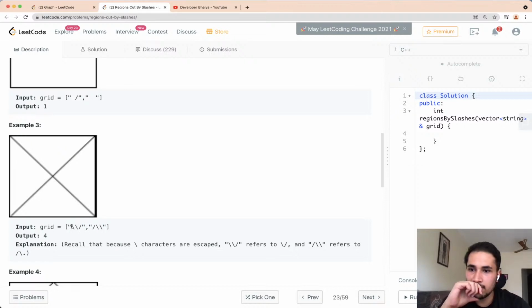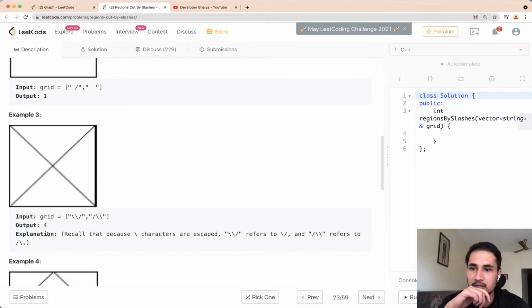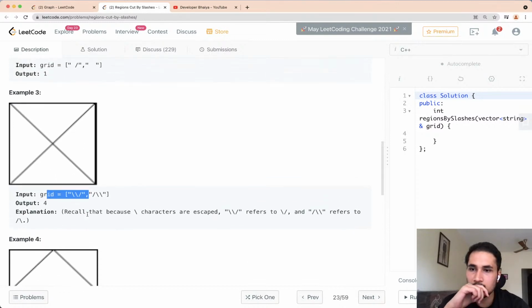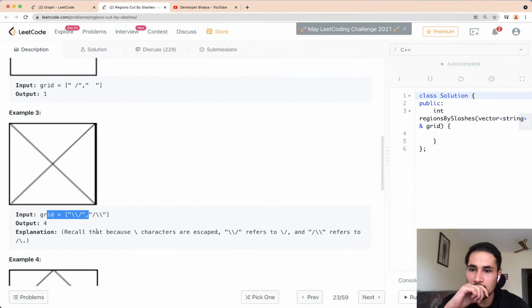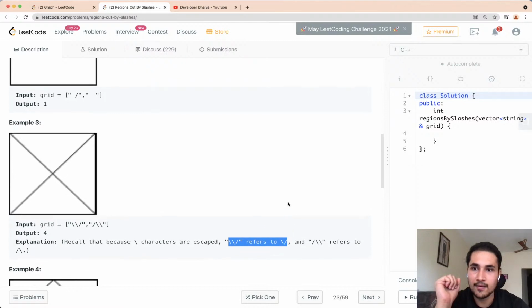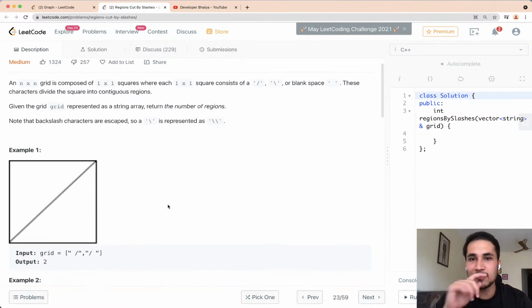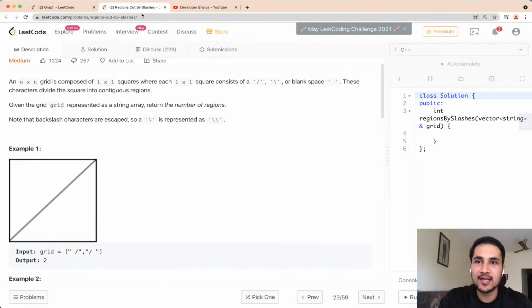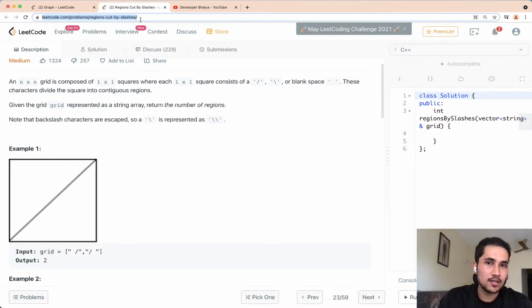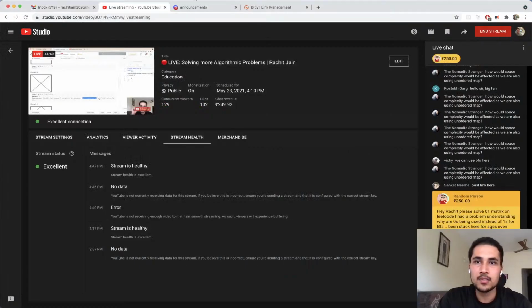And in the first row, we have, I don't think I see how this picture is related to this example. Recall that because these characters are escaped, this refers to this. Oh, they are also doing escaping of characters. Okay. I see. So I think the dislikes are because of this only, but the overall problem is good. I'll quickly paste the link in the Discord as well. Where is the Discord?